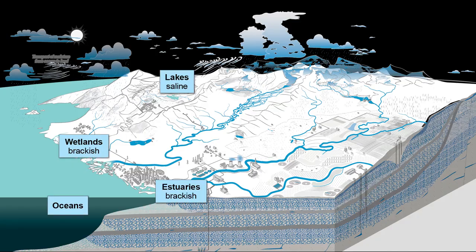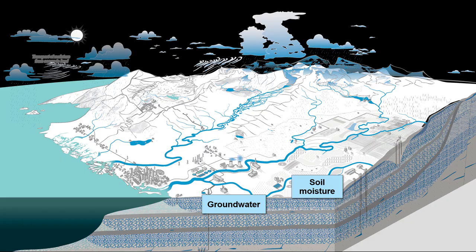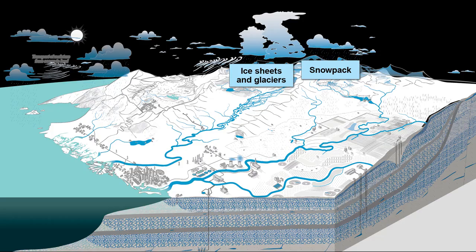Saline water is stored in the ocean, estuaries, brackish wetlands, and in saline lakes such as the Great Salt Lake. Fresh water is stored in freshwater lakes, artificial reservoirs, rivers, and wetlands. Water is also stored in less visible areas, such as in soil as soil moisture, and deeper underground as groundwater in aquifers. In its frozen state, water is stored at higher elevations or near the Earth's poles in ice sheets, glaciers, and snowpack.